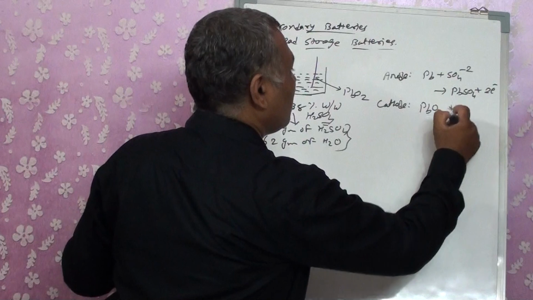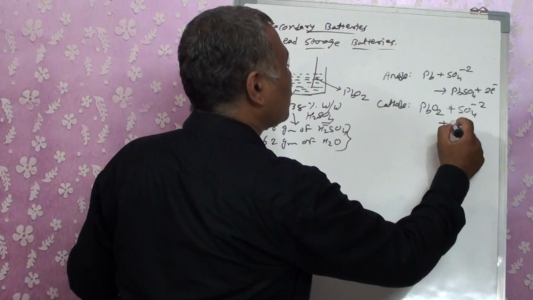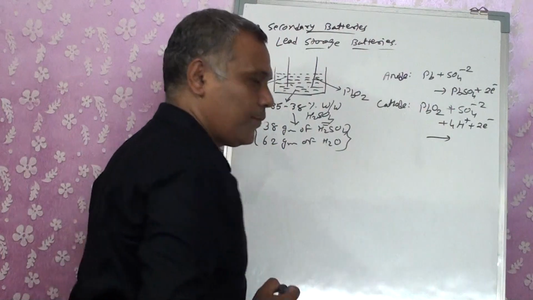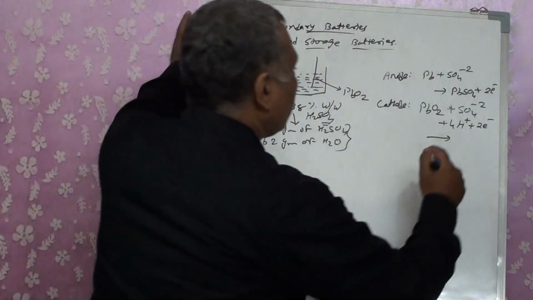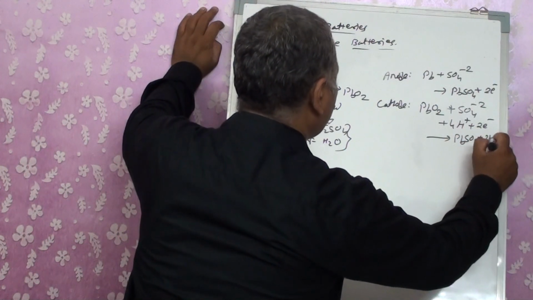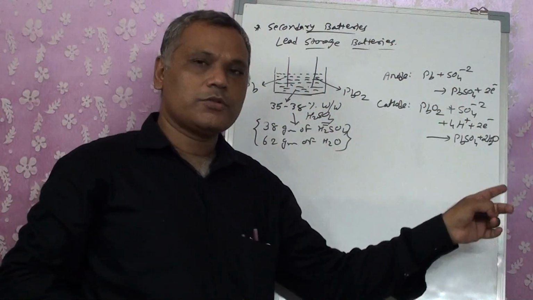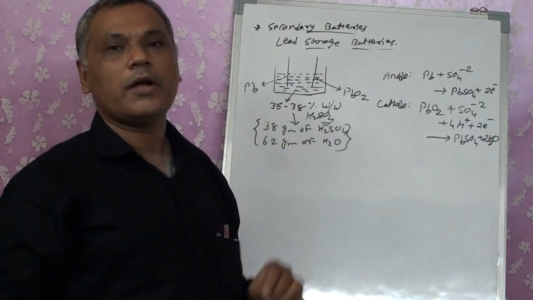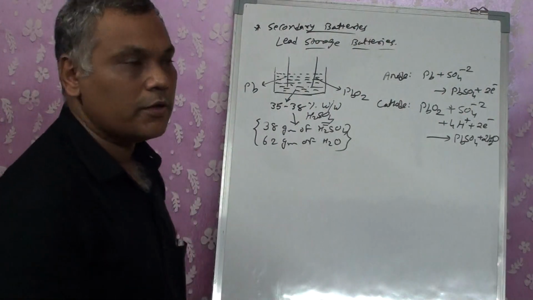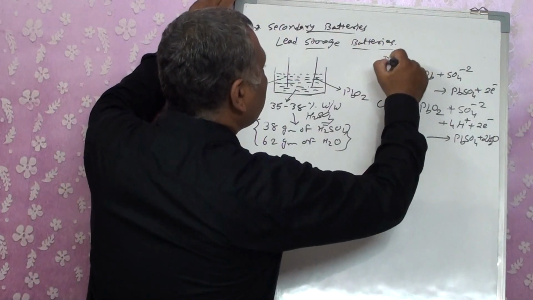Those two H plus, another molecule of H2SO4, is also using its SO4 minus 2. So in total we will be getting 4H plus and 2 electrons. When I take this component, it gets converted into PbSO4 plus 2H2O. So on the anode PbSO4 is produced, on the cathode also. That means overall in the solution the lead deposited gets converted into lead sulfate. But this reaction is carried out when it's discharging.